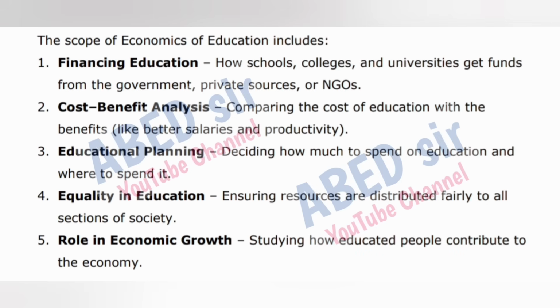Financing education, how schools, colleges, and universities get funds from the government, private sources, or NGOs. 2. Cost-benefit analysis, comparing the cost of education with the benefits, like better salaries and productivity. 3. Educational planning, deciding how much to spend on education and where to spend it. 4. Equality in education, ensuring resources are distributed fairly to all sections of society. 5. Role in economic growth, studying how educated people contribute to the economy.